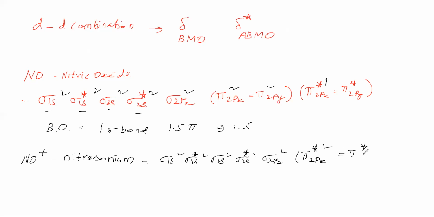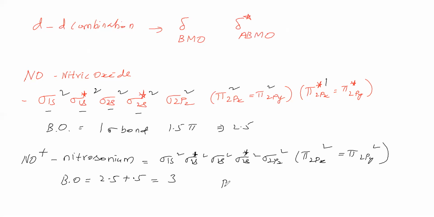pi 2px2, pi 2py2, and pi star 2py1 stays, but the pi star 2px electron you don't write, we need not write it, it is the nitrosonium ion. Now what is the bond order? It is 2.5 plus 0.5. Why? Because the pi star 2px electron has been removed, so the bond order is raised by half. Therefore here the bond order is 3, and for NO the bond order is 2.5. So for nitric oxide and the nitrosonium ion, we know the bond orders.